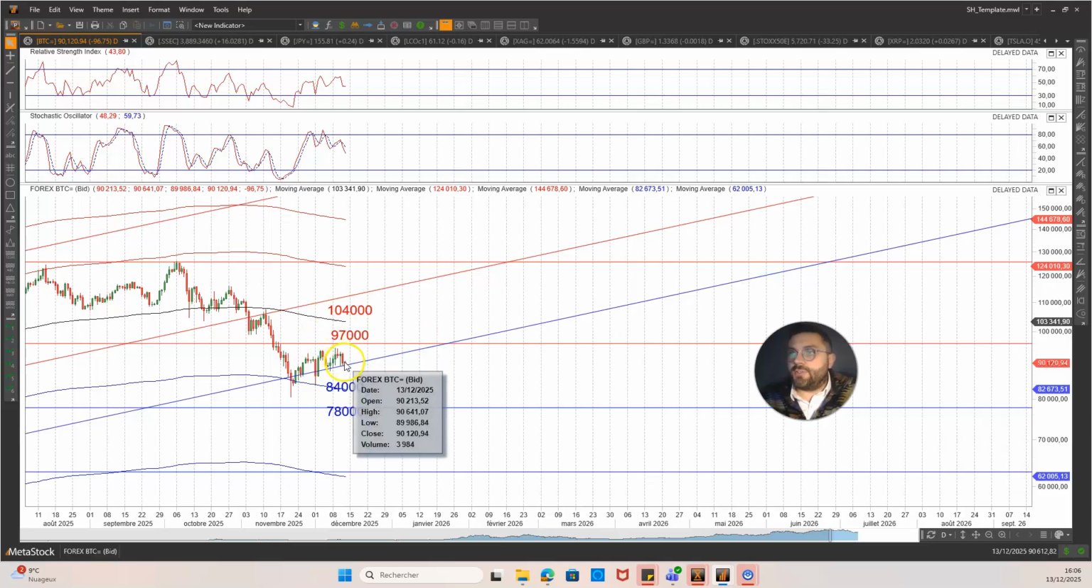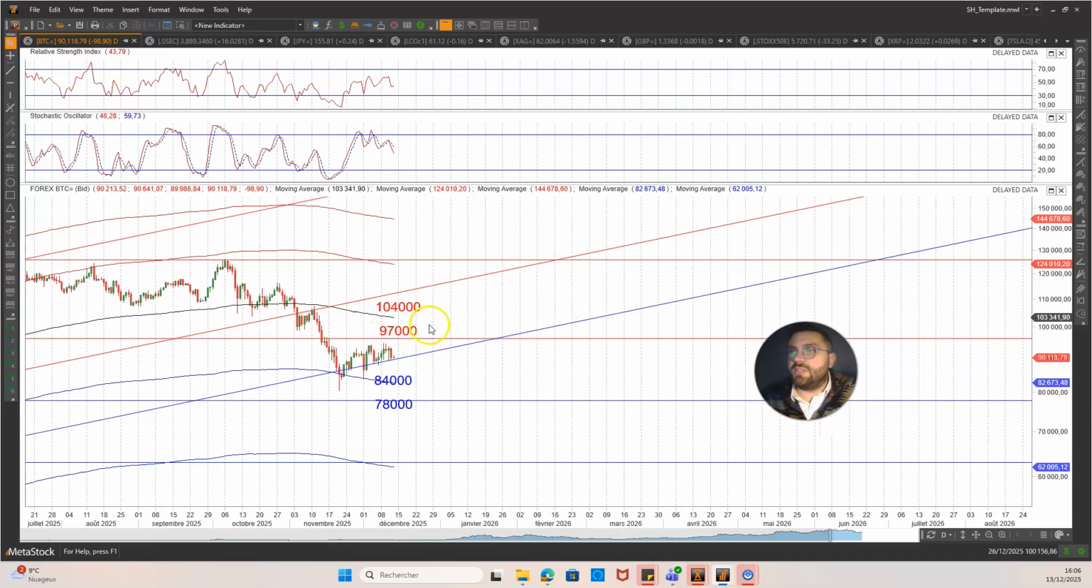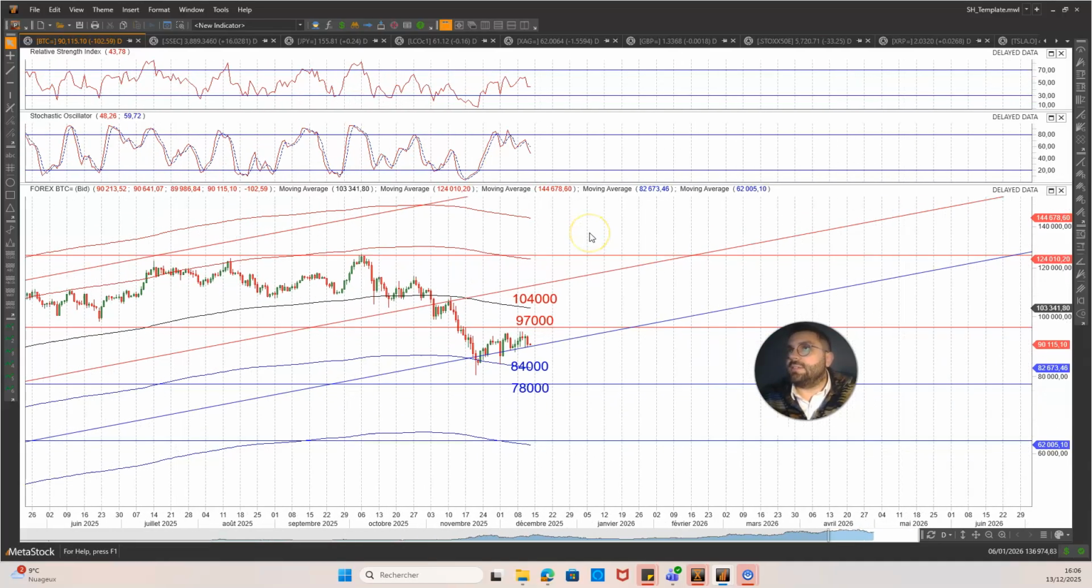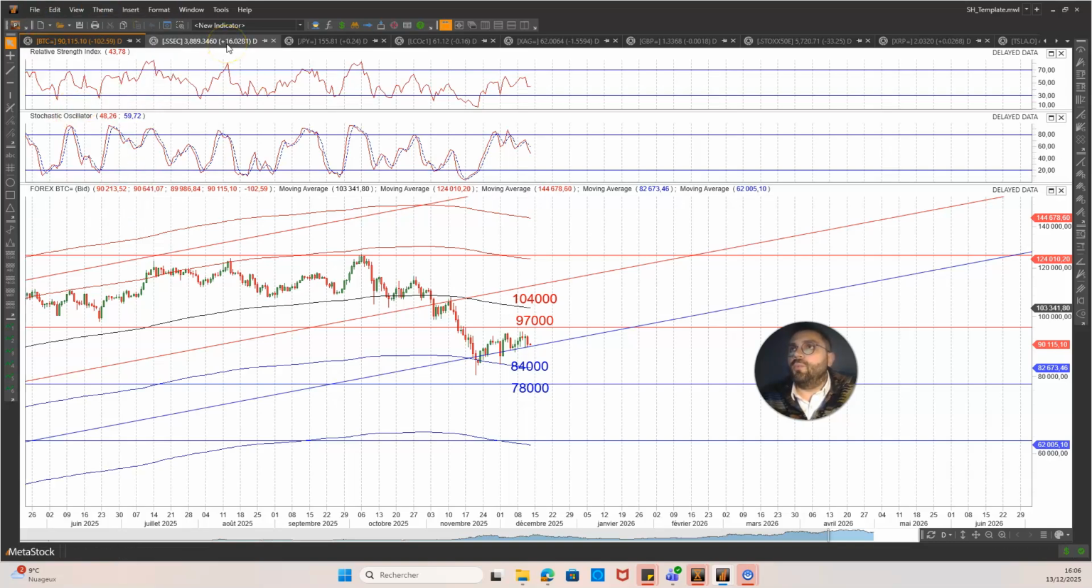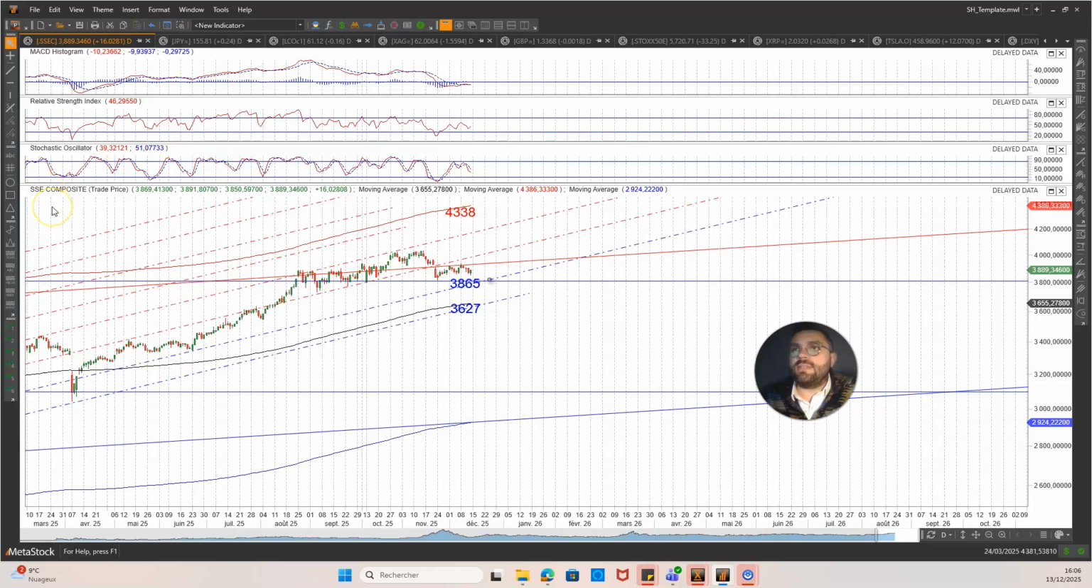If prices reverse upward to this point, we have an important resistance corresponding to the Fibonacci retracement around $97,000, and if it breaks through, we have the 200 days moving average resistance around $104,000. So I'll leave you guys some seconds so you can take your shots as I save it and move forward to the analysis of the SSE composite corresponding to the Chinese stock market analysis.